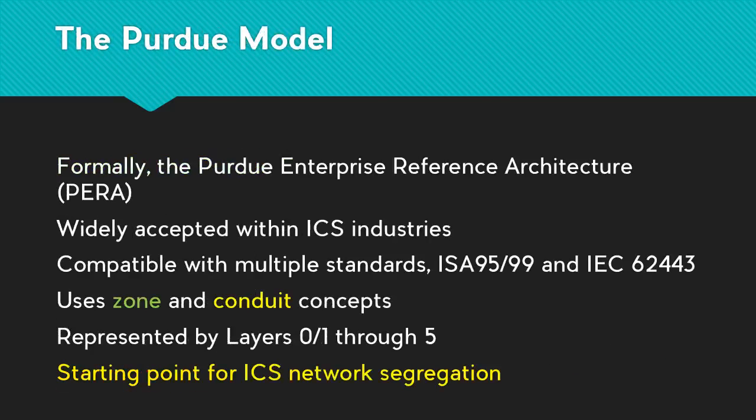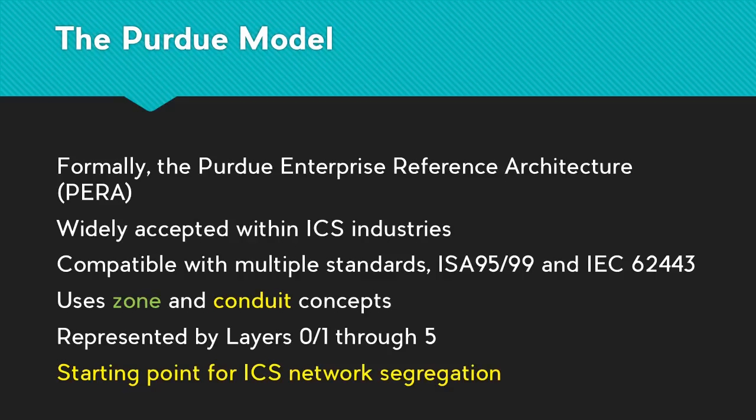So let's talk about the Purdue model. Anytime you speak of network segmentation, network protection for industrial control systems, you're probably going to hear the Purdue model, or the Purdue Enterprise Reference Architecture. This is widely accepted within ICS industries. In fact, it's been written into some of the industry standards, ISA 95 and 99 from the International Society of Automation, as well as the newest IEC 62443. That's ISO 99, some NIST documentation.